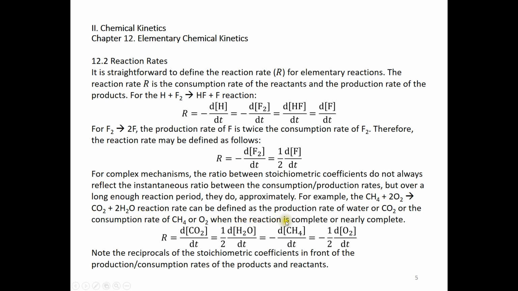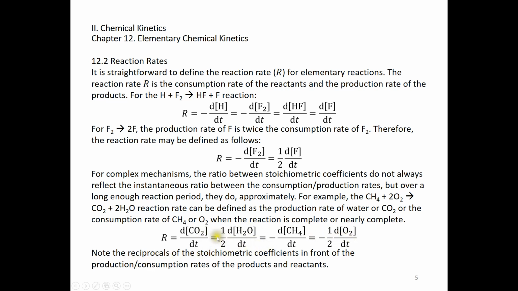However, when the reaction is complete or nearly complete, we can look at the stoichiometric coefficients. And now the reaction rate can be defined as the production rate of CO2, or the production rate of water divided by 2 due to this coefficient. It can be the consumption rate of CH4, or the consumption rate of O2 divided by 2. Again, those stoichiometric coefficients should be used in the expression of reaction rate, and we should use their reciprocals.